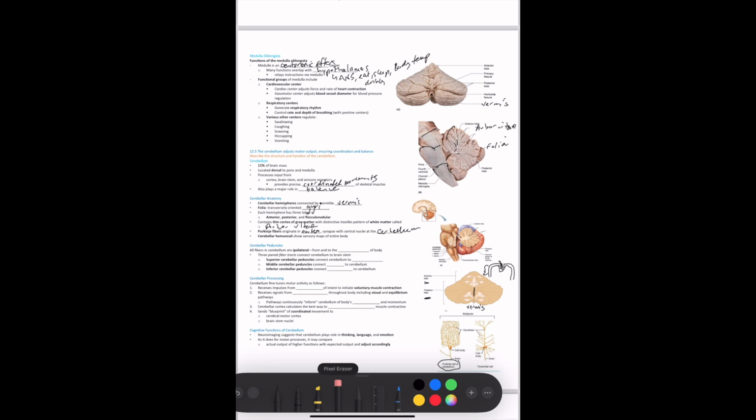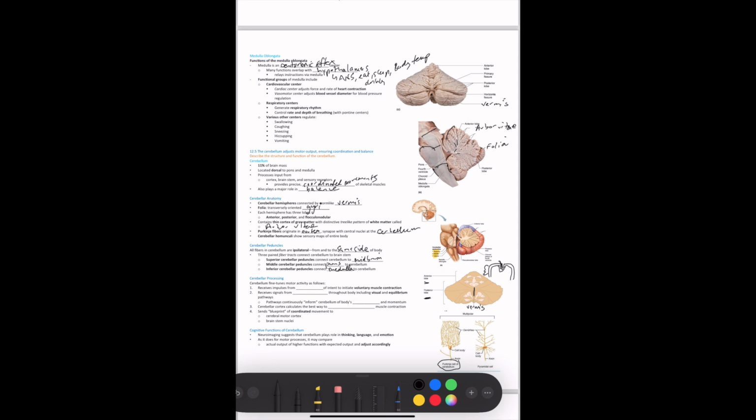Looking at these cerebellar peduncles, all of the fibers in the cerebellum are ipsilateral, from and to the same side of the body. This is in opposition to when we were talking about the primary motor cortex and the primary somatosensory cortex, where it's contralateral. There are 3 pairs of fiber tracts: the superior, middle, and inferior cerebellar peduncles. The superior one connects the cerebellum to the midbrain. The middle cerebellar peduncles connect the pons to the cerebellum, and the inferior cerebellar peduncles connect the medulla to the cerebellum. If we take a look at all of these different peduncles there, the superior, middle, and inferior peduncles connect their respective structures.